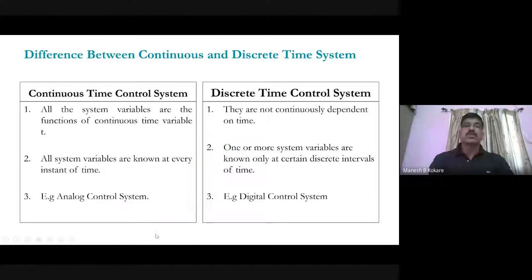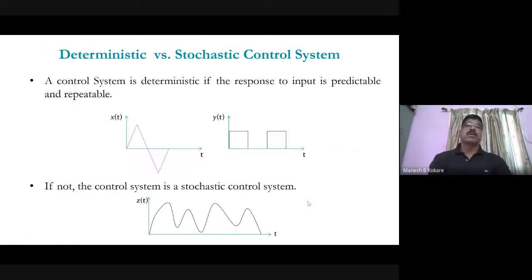So in discrete control systems, one or more variables are known only at certain discrete intervals of time. An example of a continuous control system is an analog control system, and an example of a discrete time control system is a digital control system. A digital computer control system is an example of a discrete time control system.